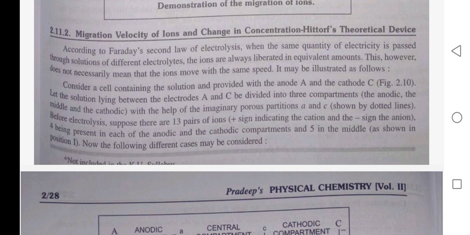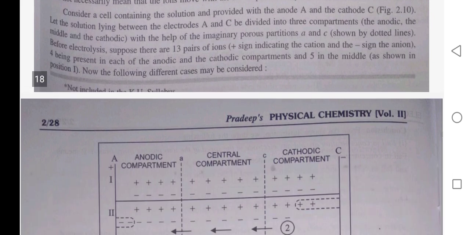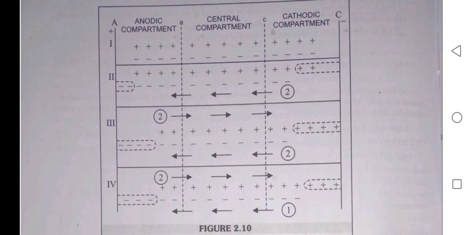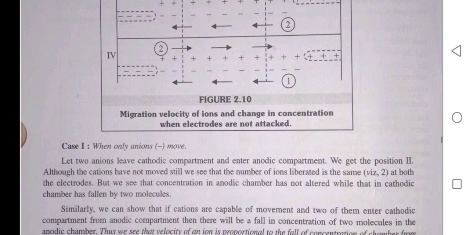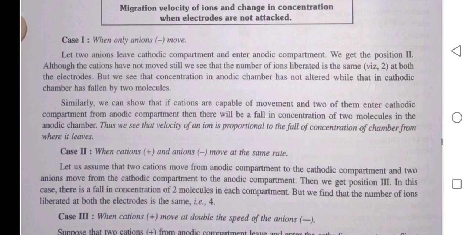Before electrolysis there are pairs of ions, the positive sign indicating the cation and the negative sign the anion, four pairs being present in each of the anodic and cathodic compartments and five in the middle. Now the following different cases may be considered. Anodic compartment has four pairs, the central compartment has five pairs, and the cathodic compartment has four pairs. Case 1: when only anions move. Let two anions leave the cathodic compartment and enter the anodic compartment. We get the second position.